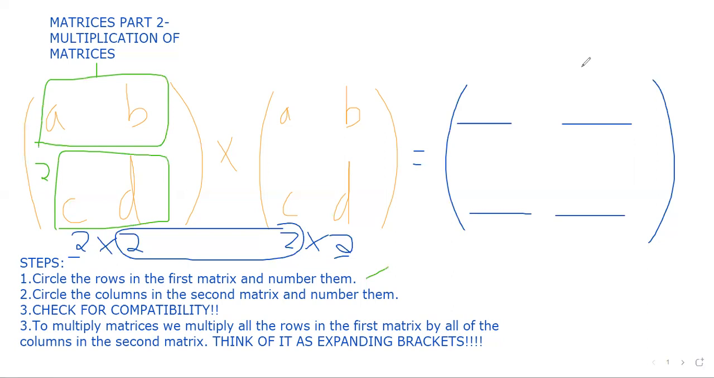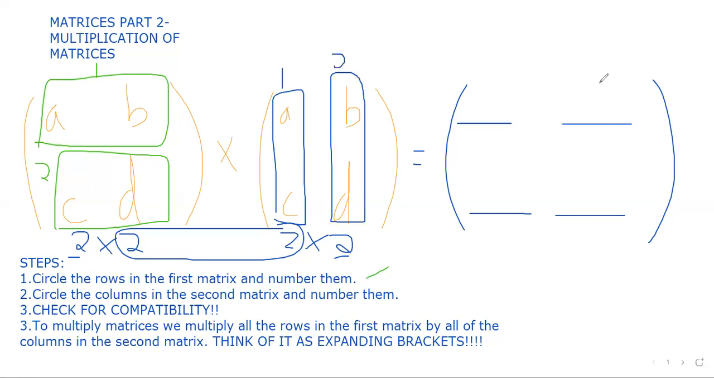Step 2, circle the columns in the second matrix. If I circle the columns in the second matrix, it will look something like this, and name them the same way, 1 and 2. We already checked for compatibility. So to multiply the matrices, you multiply all the rows by the columns in the second one. Think of it like expanding brackets. I'll show you what that means. If I start with row 1, obviously, because I start with the first matrix, I have to do 1 by this, and then 1 by this, just like expanding brackets, right?